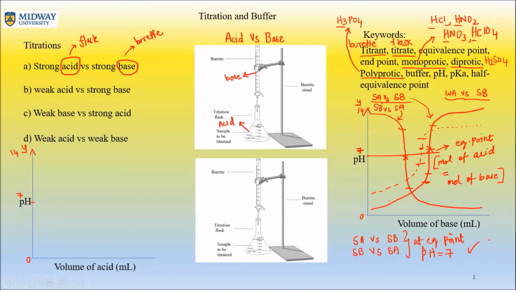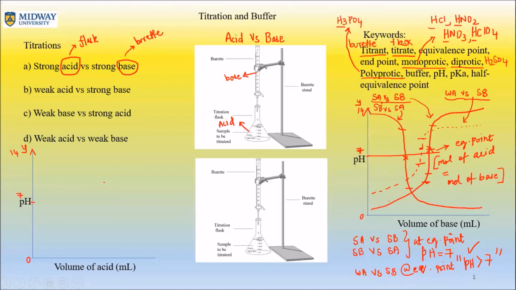The number is 7. Whereas for weak acid versus strong base, at equivalence point, pH is greater than 7. That's very, very important. This is important from a test perspective because this is a qualitative test. No one has time to do math. So at equivalence point, pH is greater than 7.